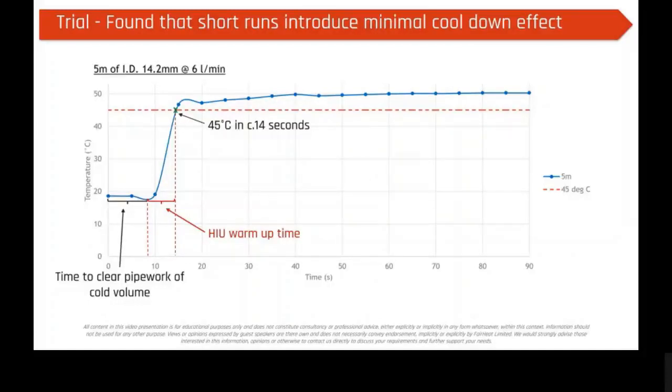The theoretical calculation of how long it takes to clear that volume of cold water, plus how long it takes the HRU to give me hot water, actually held true to what we tested in practice. You can see on this curve, where we've turned a kitchen sink tap on, it's a 5 metre run of pipework with a 14.2 mil ID, at 6 litres a minute. It took just under 10 seconds to clear that volume of pipework. The HRU took circa 5 seconds to get hot, and then we started seeing 45 degrees C at the outlet, and that only took 14 seconds to do so.